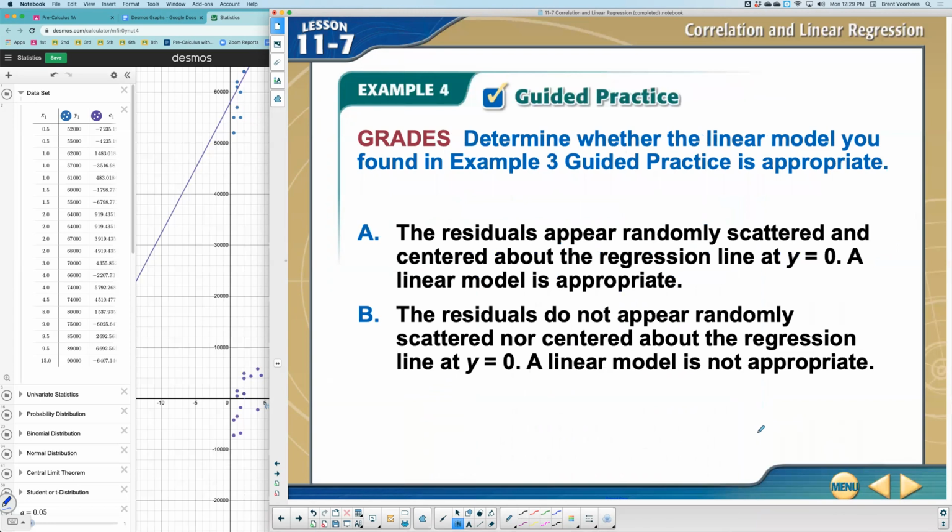Now let's check your DOL. Again, you're using the same data from the previous examples. And so you're going to look at, are they randomly scattered or do they not appear to be randomly scattered nor centered?